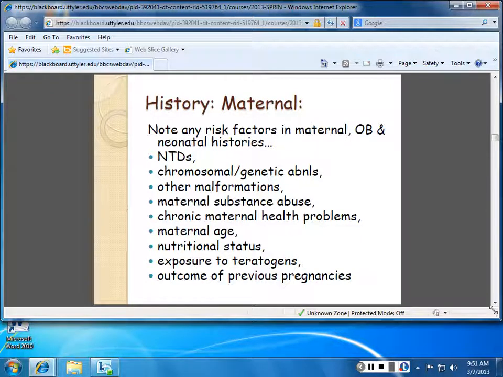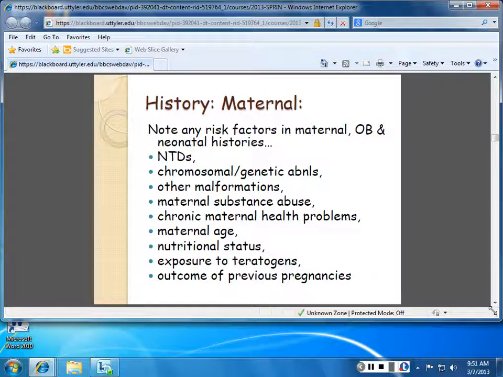What's her age? Extremely young and extremely older moms tend to have more problems. And you OB people, what is the age for an elderly primate? 40-something? 35? Isn't that disgusting? Yeah, I mean, you're labeled as an elderly primate if you come in at 35 with your first baby.